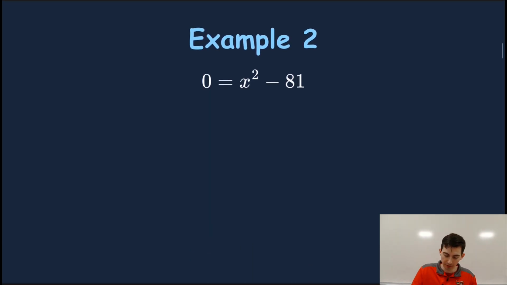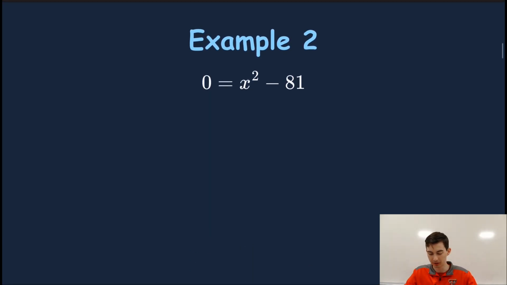Let's try another one. We've got 0 equals x squared minus 81. So our first step, set it equal to 0. Here I already have that. I've got 0 equals the rest of my quadratic, so I'm good there. And I'm going to move to step 2, which is to factor. Okay, here looks a little different. I don't have a b term. I don't have anything x. So I'm going to rewrite this as x squared plus 0x minus 81.